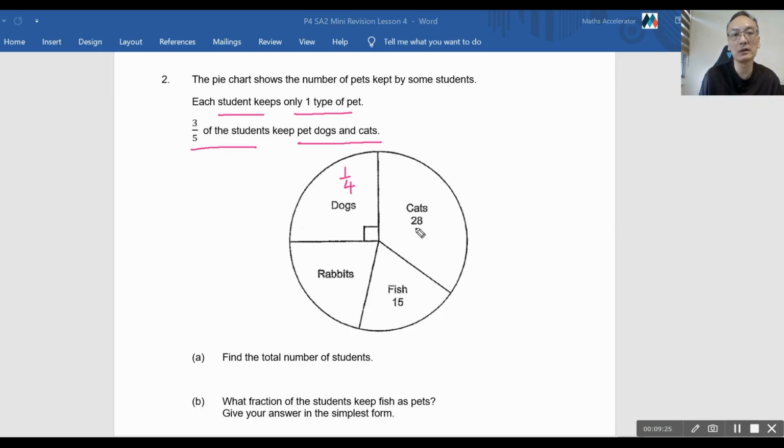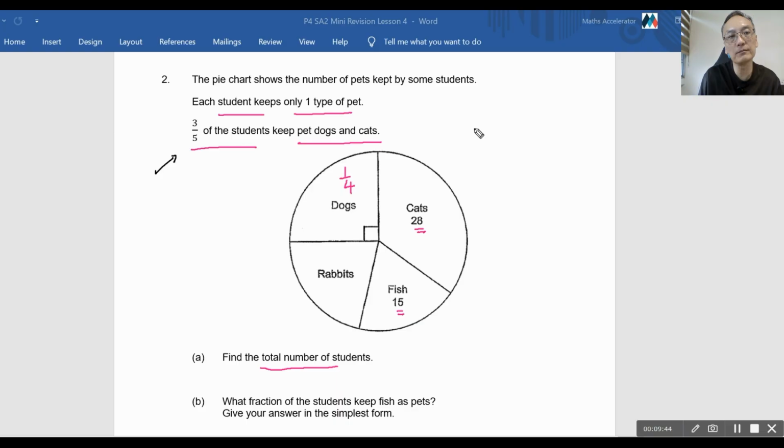Then we have 28 students keep cats, 15 students keep fish, and we have rabbits. So how to find the total number of students? We will make use of this statement here, right?